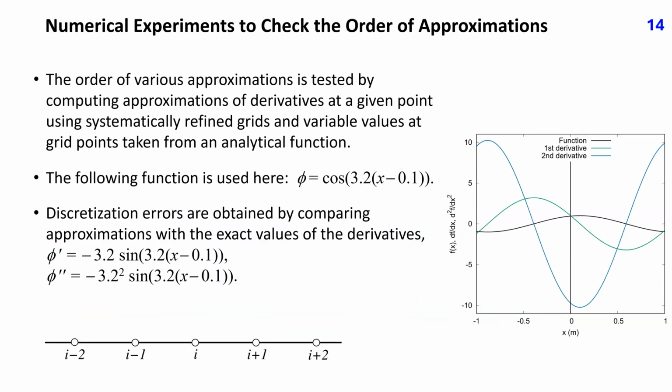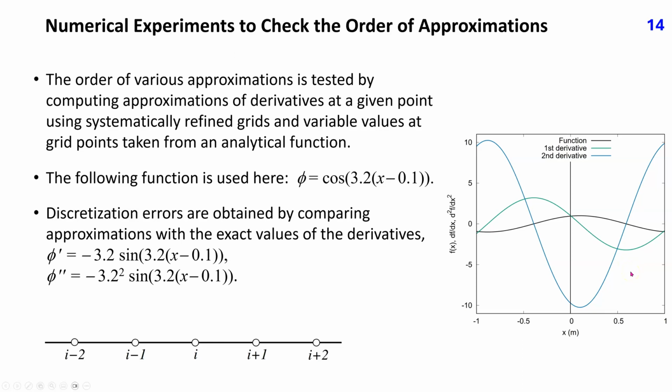We repeat here numerical experiments presented in lecture 4 for higher order approximations. For this purpose, I have written a small computer program which computes numerical approximations of derivatives at x equals 0 on systematically refined grids using variable values at grid nodes taken from an analytical function. The same function as in the previous lecture is used, phi equals cosine of 3.2x minus 0.1. This plot shows graphically how the function, its first derivative and its second derivative vary between x equals minus 1 and x equals plus 1.